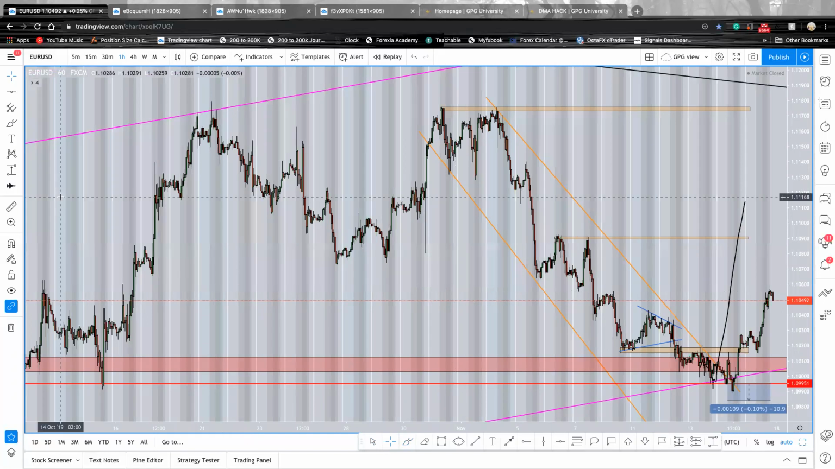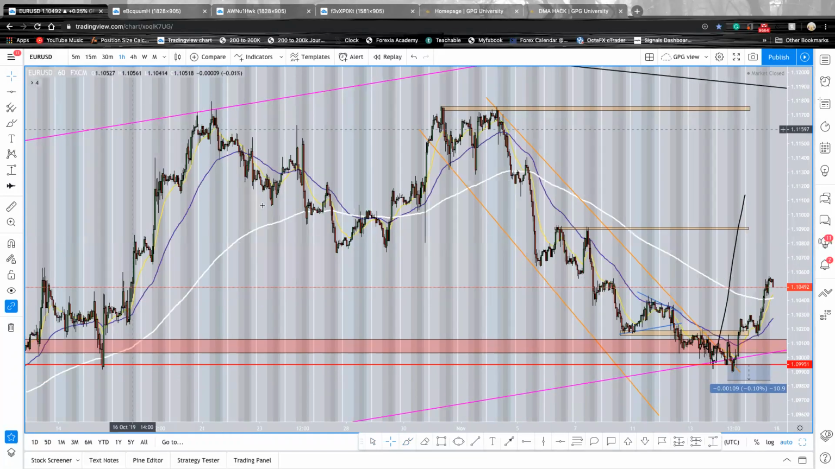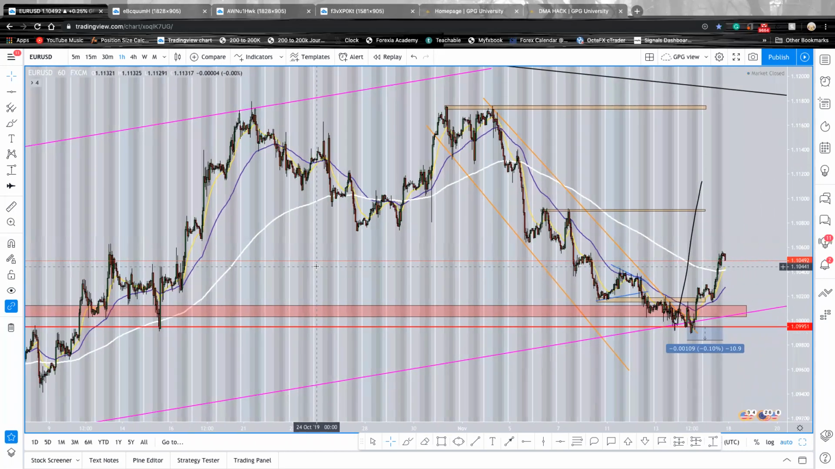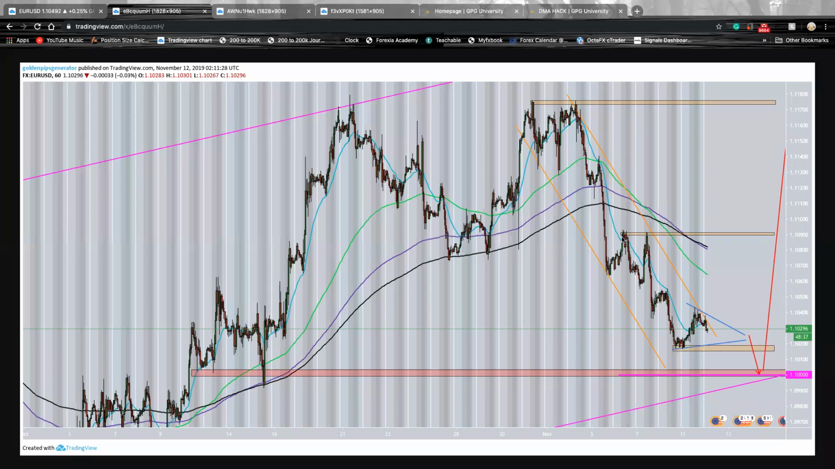And let me just add the EMAs. Okay, so in this case, the yellow one is 14, the purple is 50, and the white is 200. This is our prediction, by the way. We sent this in GPG VIP. We predicted it all the way from end of Monday.